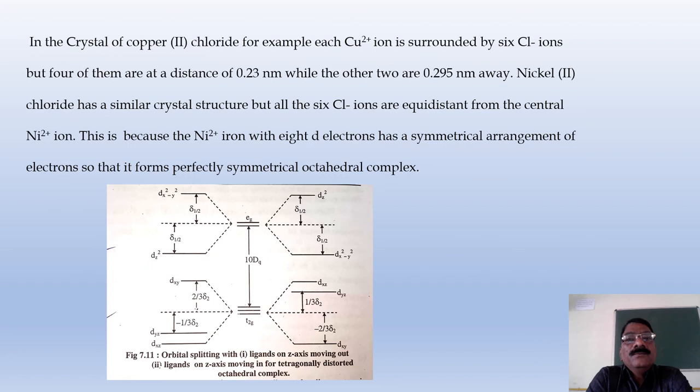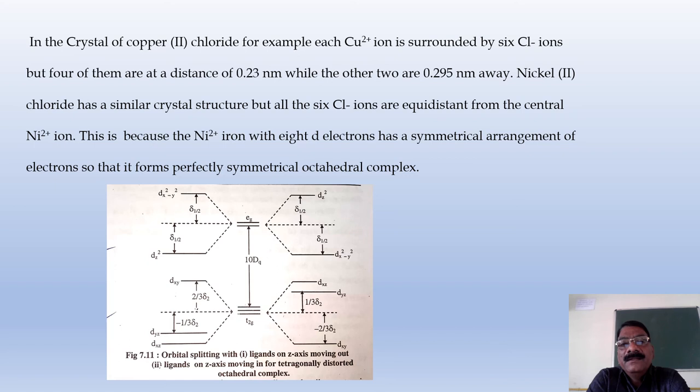In the crystal of copper second chloride, for example, each Cu2+ ion is surrounded by 6 Cl- ions, but 4 of them are at a distance of 0.23 nanometer, while the other 2 are at 0.295 nanometer away. Nickel second chloride has a similar crystal structure, but all the 6 Cl- ions or ligands are equidistant from the central Ni2+ ion. This is because the Ni2+ ion with 8 d electrons has a symmetrical arrangement of electrons, so it forms a perfectly symmetrical octahedral complex.